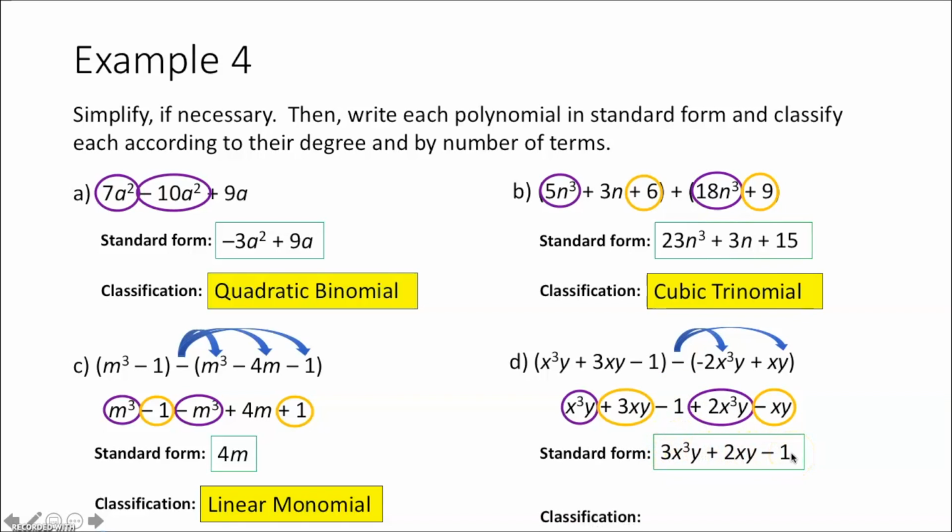Now how do I classify this? Well, the greatest degree would be this one because it's x cubed y. So this term would technically be a 4th degree term, which means the whole thing is a 4th degree, or quartic, trinomial: 1, 2, 3 terms.